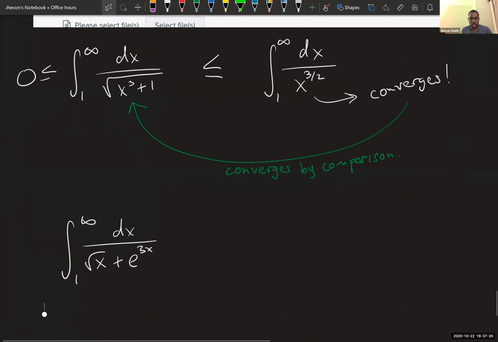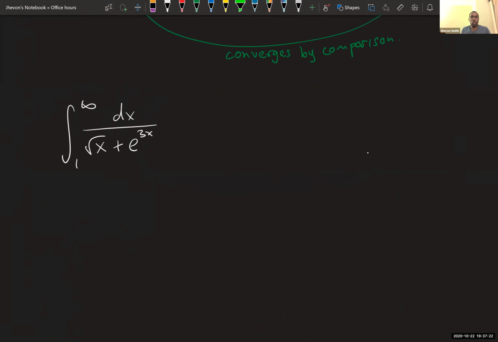E to the 3x. And again, for something like this, we follow a similar concept. Remember when we had polynomials, we knew that we just ignored the highest powers. You want to generalize that concept. It's probably where you want to live most of the time.